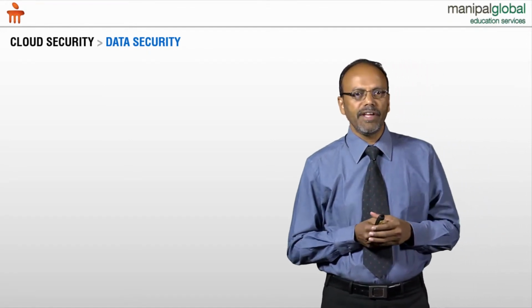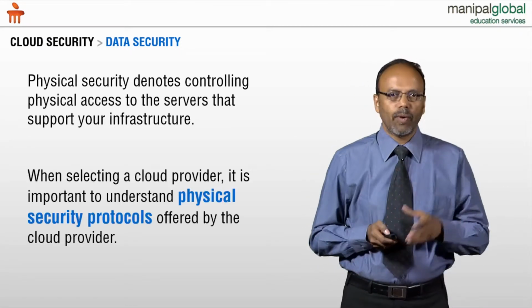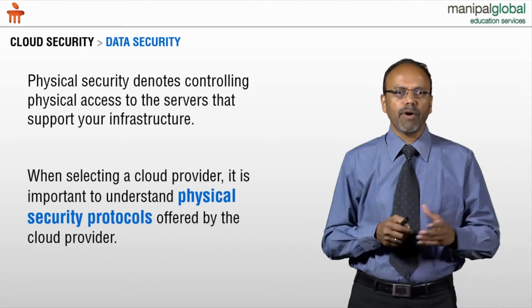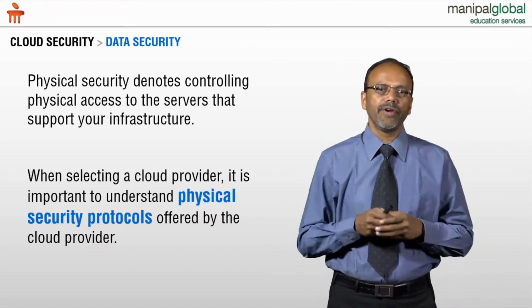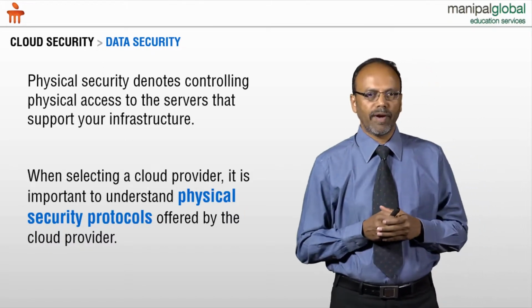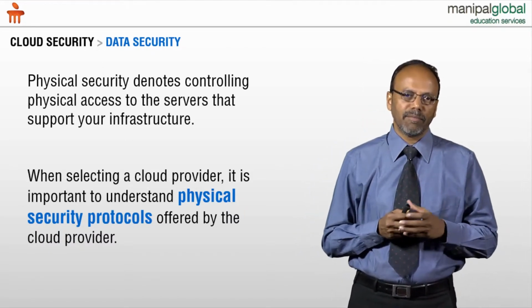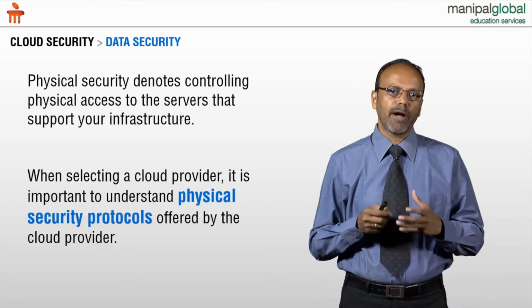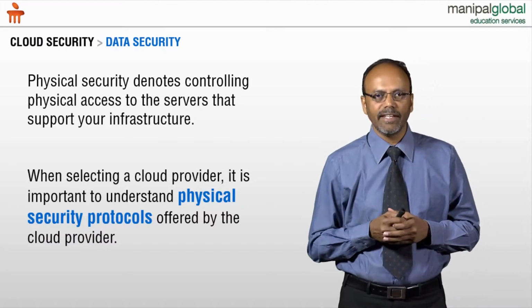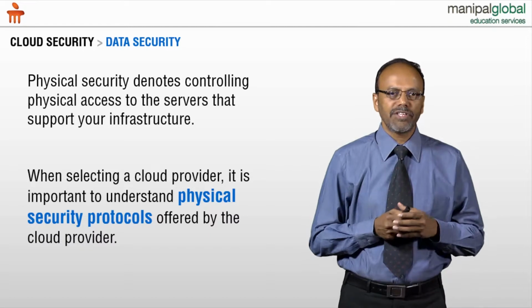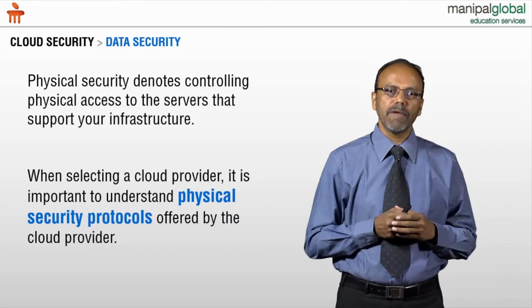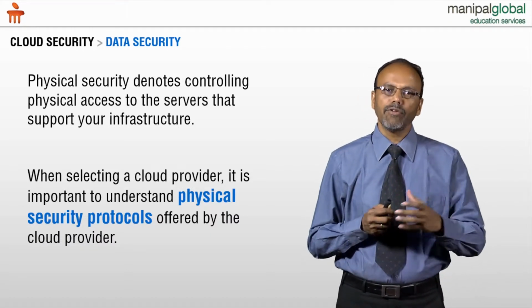Now, let me explain to you the concept of data security. When we talk about data security, physical security denotes controlling physical access to the servers that support your infrastructure. While selecting a cloud provider, it is very important to understand the physical security protocols offered by the cloud provider. This may include a biometric check of users who are going inside, and a system in place which continuously monitors people who are entering the premises.